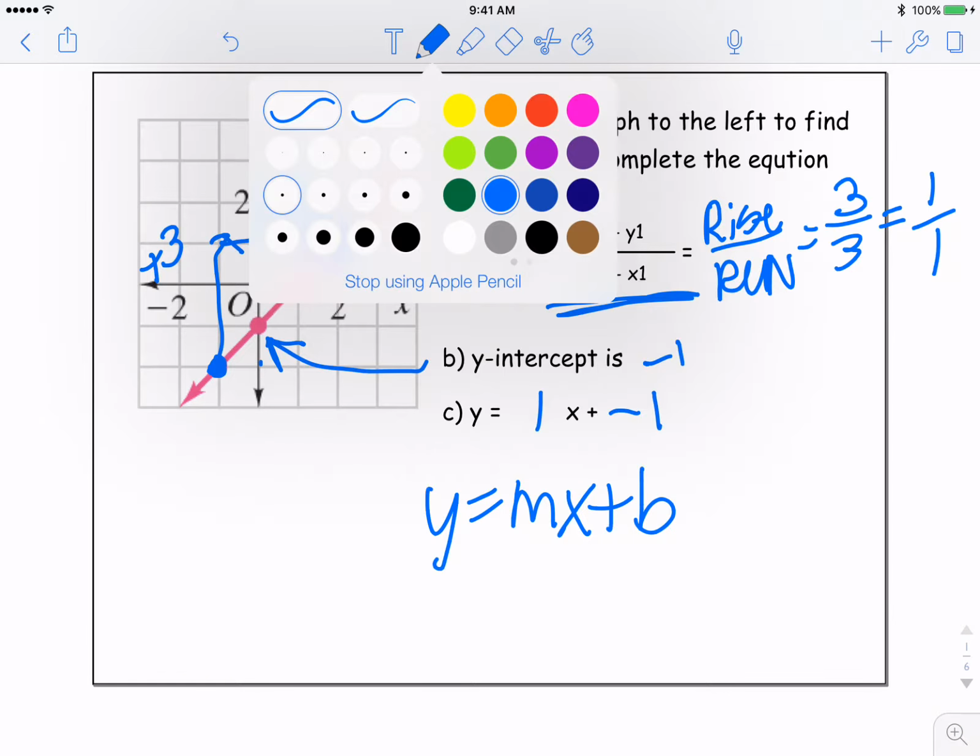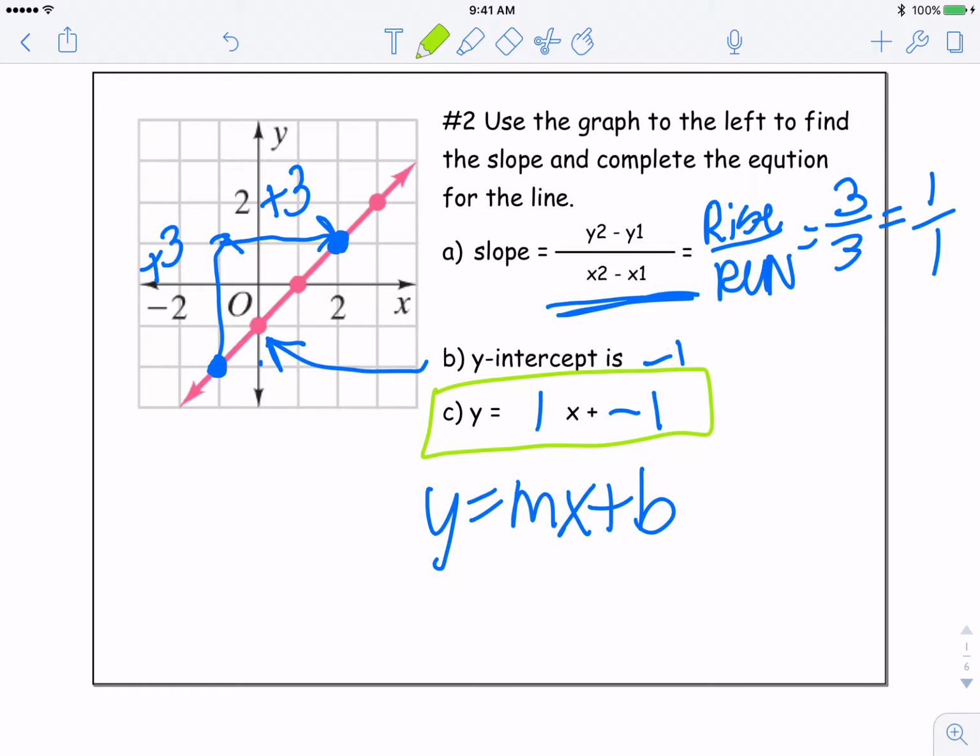I can then simplify this equation a little further, because 1 times x would just be x. So I have y equals x, and plus a negative 1 is the same thing as subtracting 1. So the equation of your line would be y equals x minus 1.